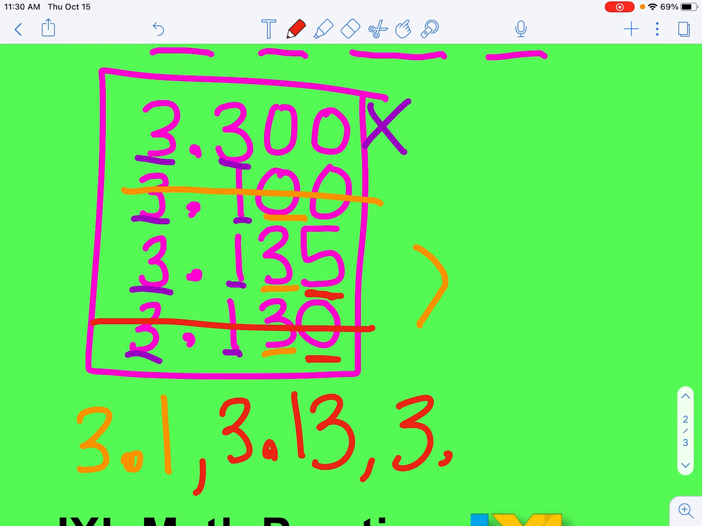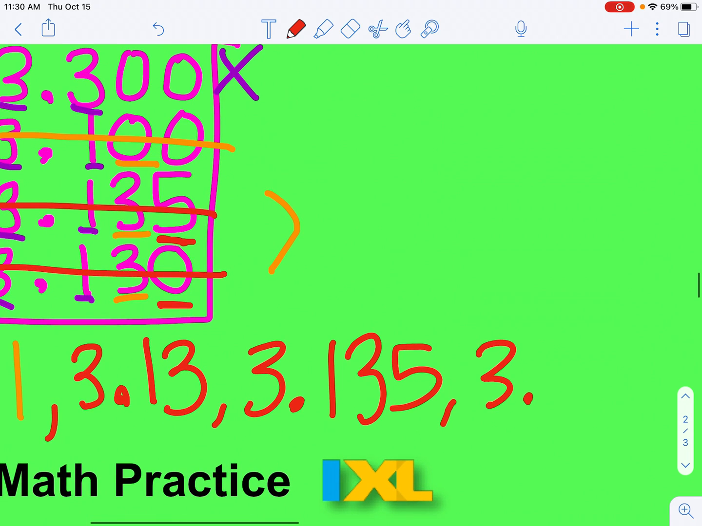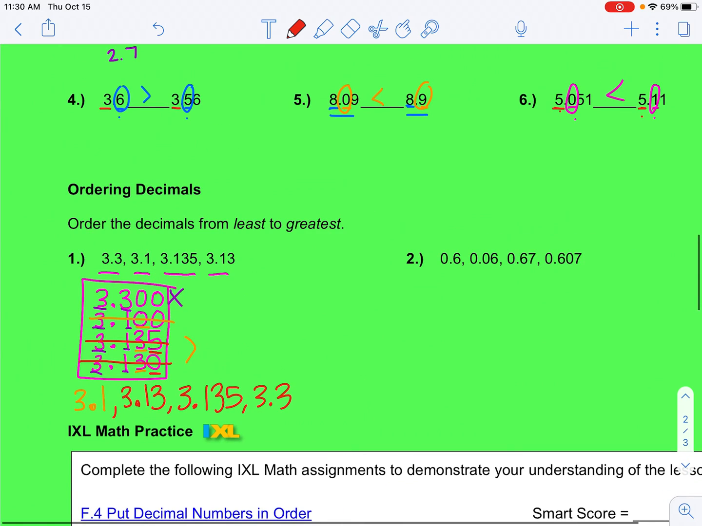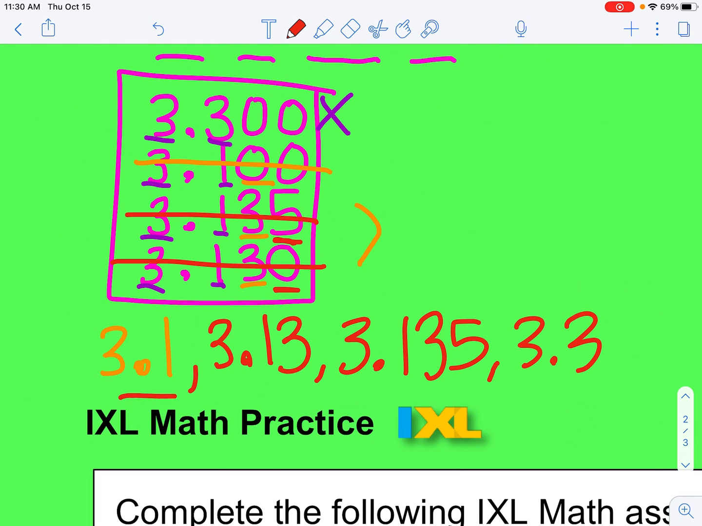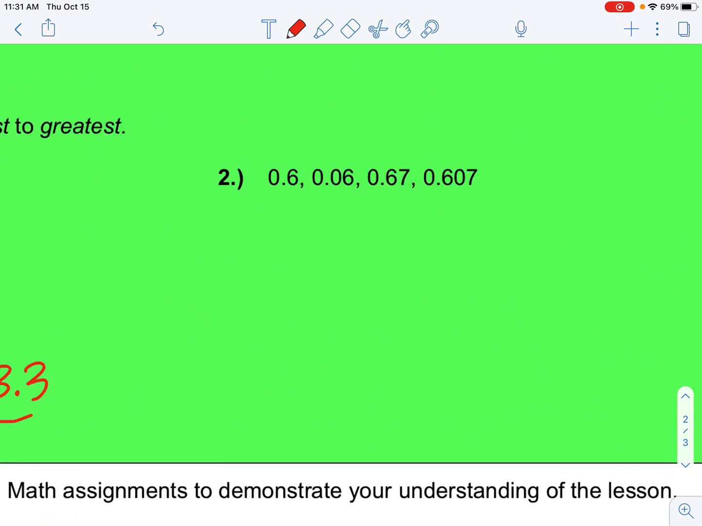Alright, and we're still looking at our 1s. So my next number would be 3 and 135 thousandths. And then I crossed it off. So the last number that I figured out was my biggest right away was 3 and 3/10. Alright? If you want to write all the zeros in your line of numbers, you can. You certainly don't have to because they don't really mean anything.